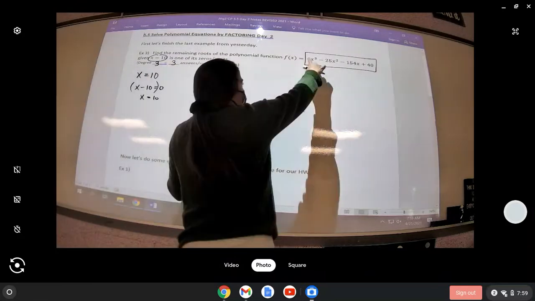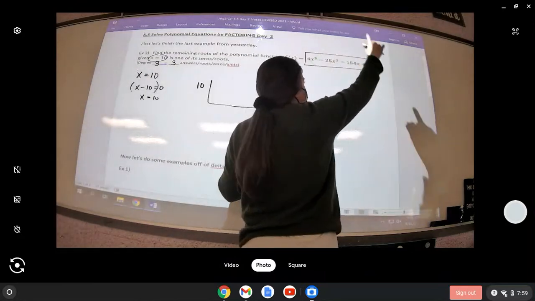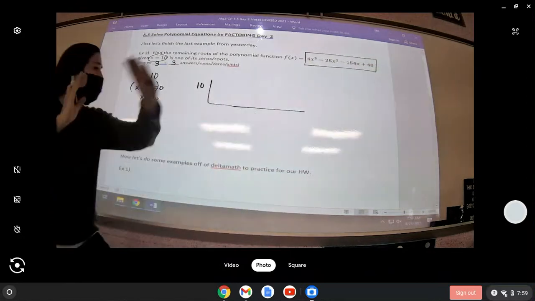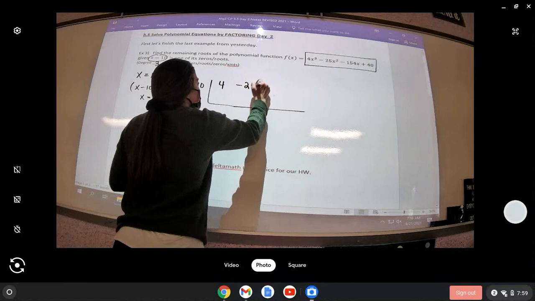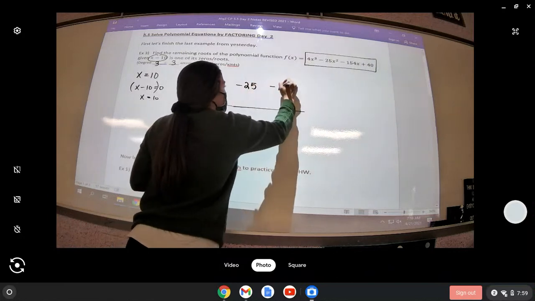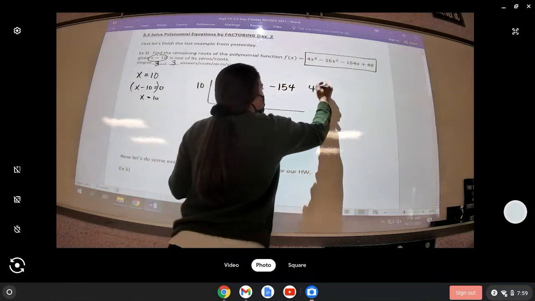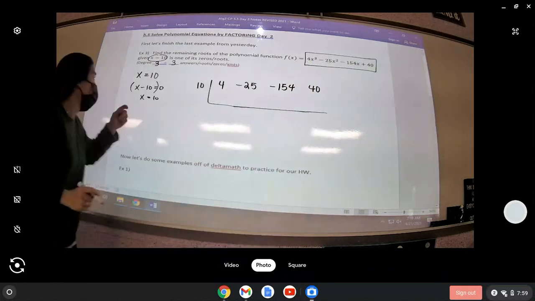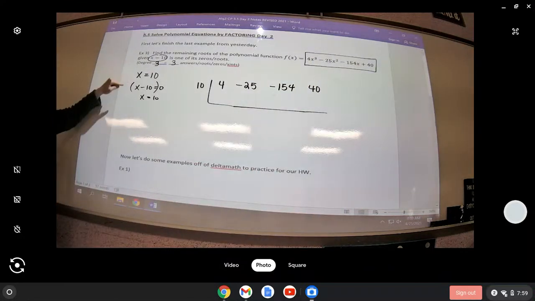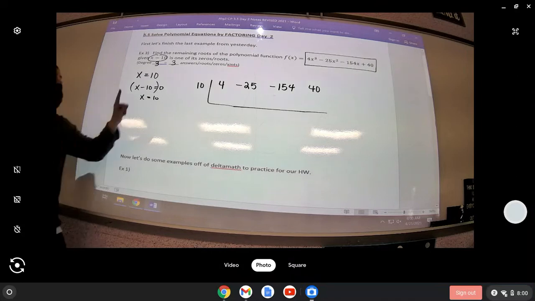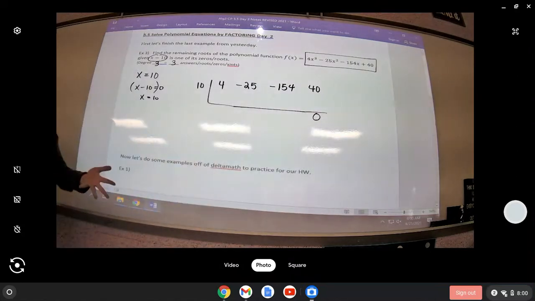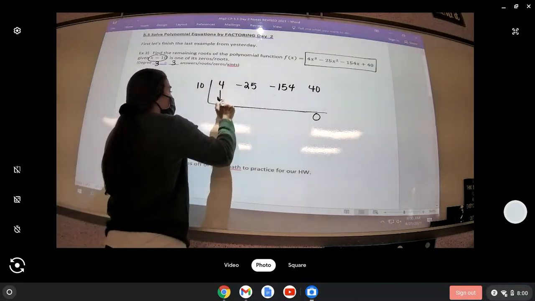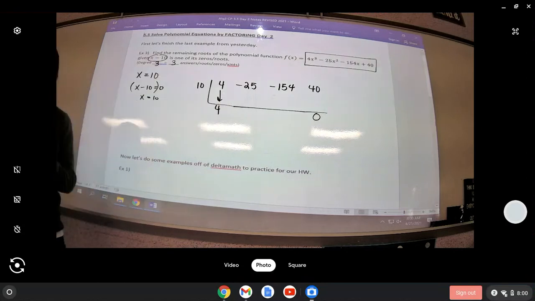All right, so it goes from an x to the third to an x squared to just x to just a number. We're not missing any terms. We don't have to fill in any zeros. So we have 4, negative 25, negative 154, and 40. And again, guys, if they're going to tell you it's a root, then it definitely must have been a factor, so it's got to divide evenly in. So you have to get a remainder of 0. If you don't get a remainder of 0, you definitely did something wrong. All right, everybody, multiply, add, meet me at the end. You should know how to do this by now.